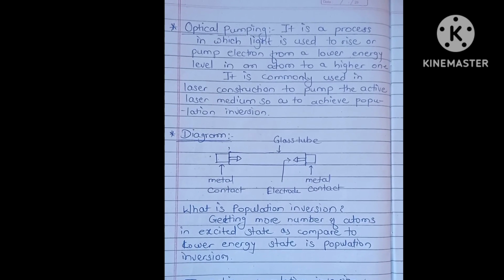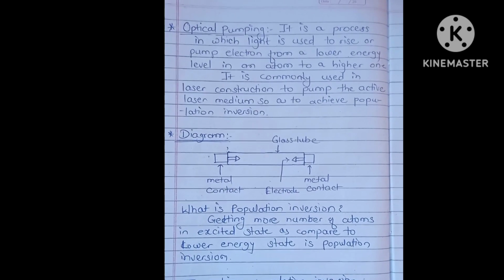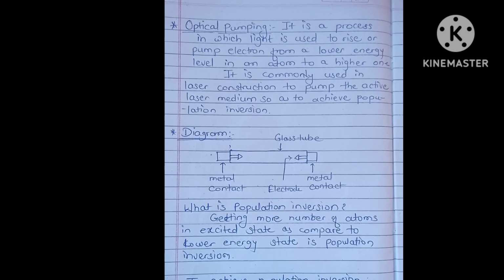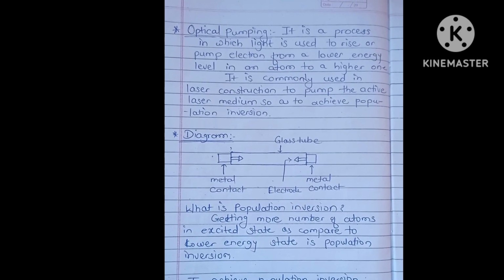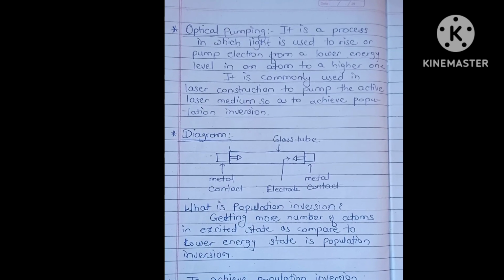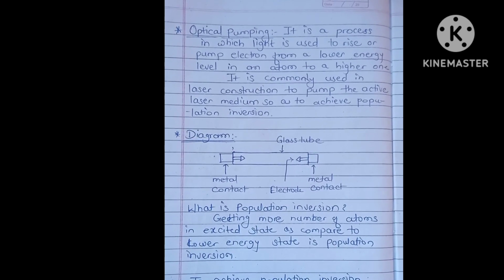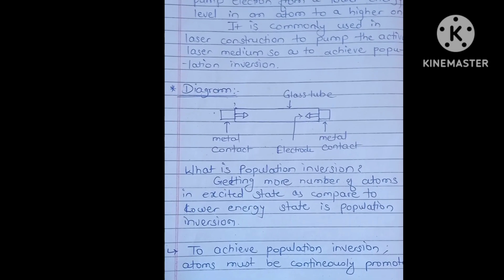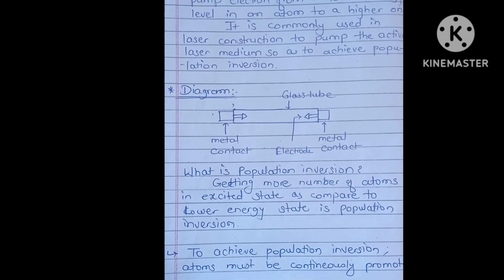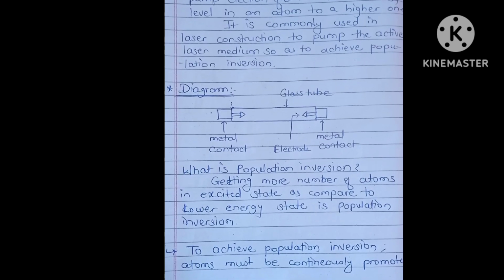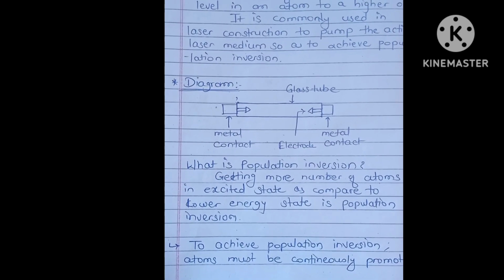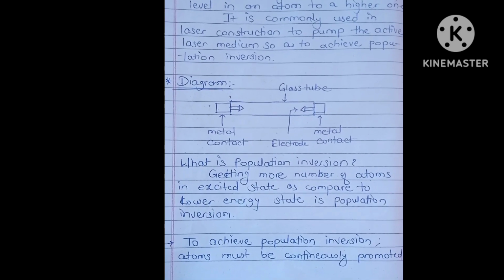It is commonly used in laser construction to pump the active laser medium so as to achieve population inversion. Optical pumping is useful. Next, the diagram of optical pumping. In the diagram, one glass tube is used with two metal contacts, and in between them the electrodes are used. Then, what is population inversion?